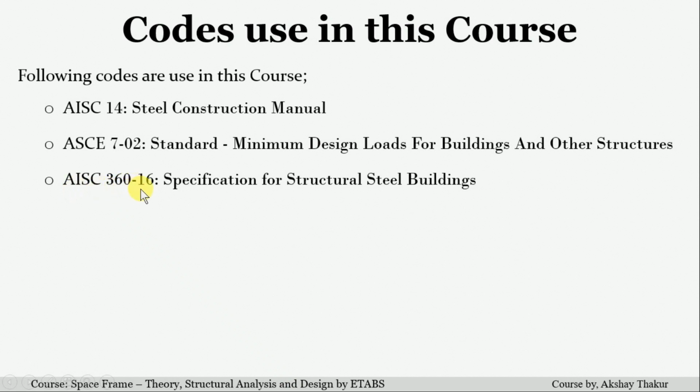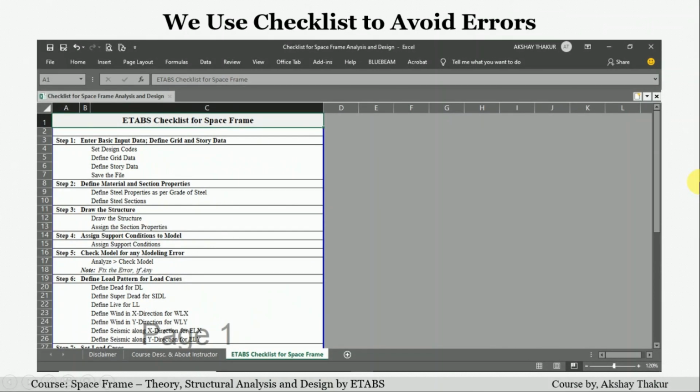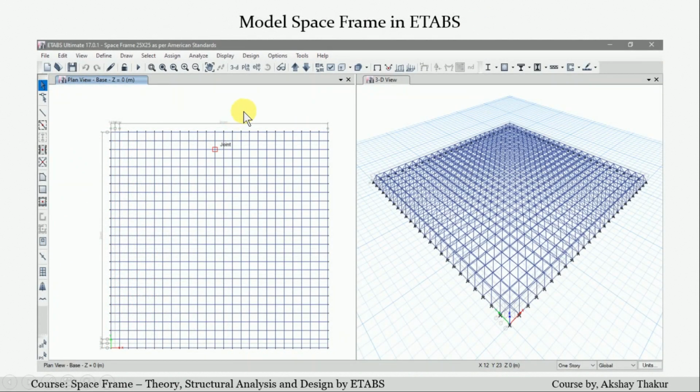In this course we use the direct analysis method as per AISC 360-16 for the design of the space frame. For smooth work in ETABS, I have created one checklist to perform the static analysis and design of the space frame. By going stepwise, we'll complete our whole software work in ETABS and avoid mistakes and errors while performing modeling, analysis and design of our space frame. First of all we model the space frame in ETABS and then we analyze it.